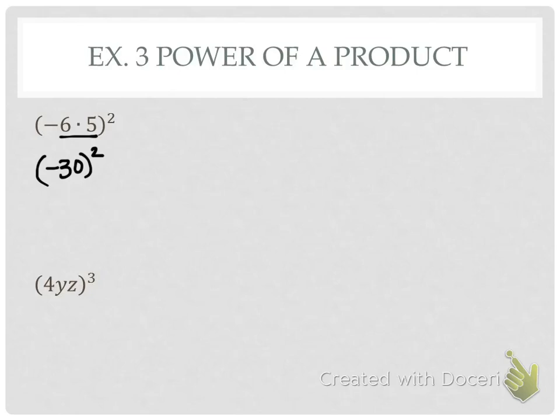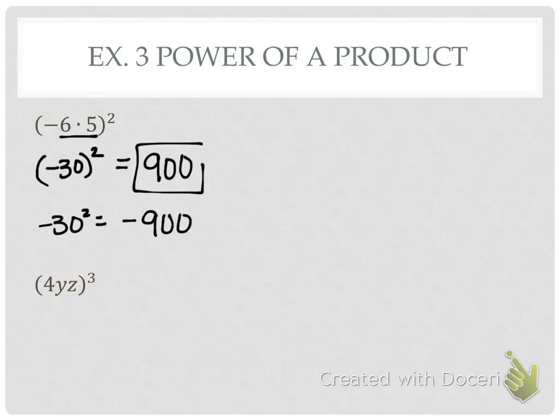So again, you want to make sure you use parentheses whenever you type it in your calculator, because if you don't, it's not going to give you the right answer, because my answer will be positive 900. But if I type this in the calculator like this, my calculator is going to tell me my answer is negative 900, and that is not correct. So make sure you use parentheses.